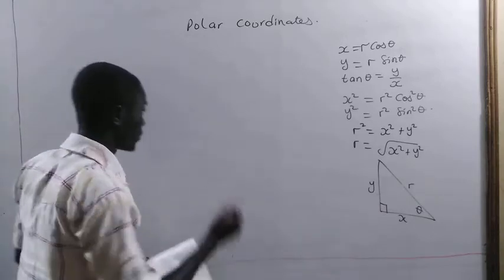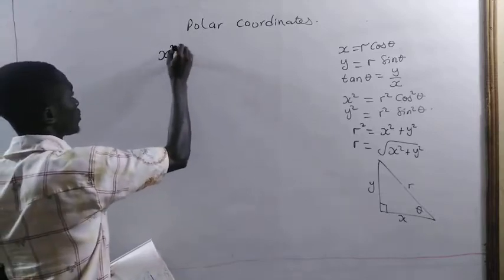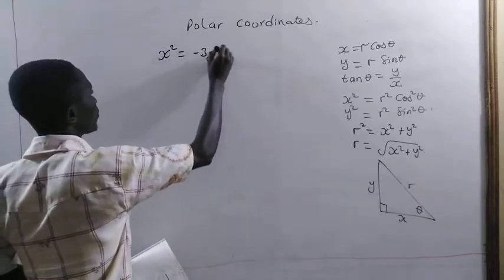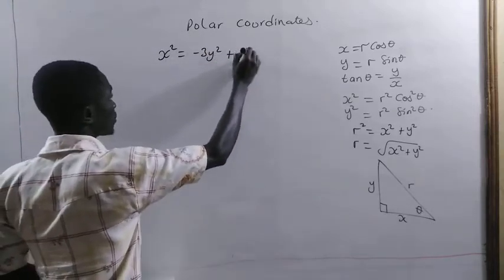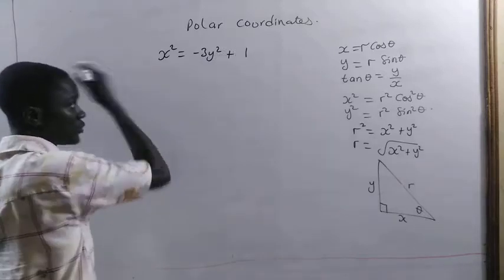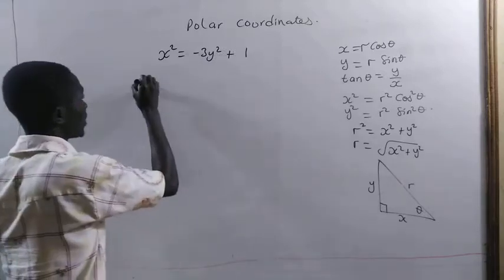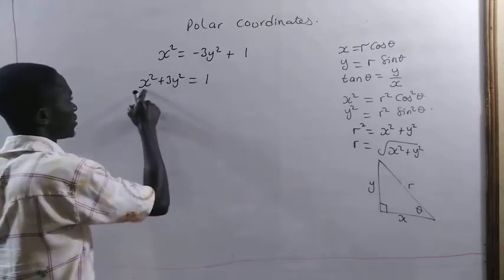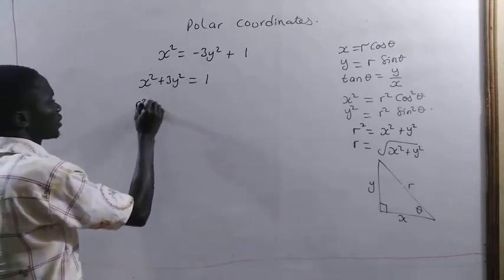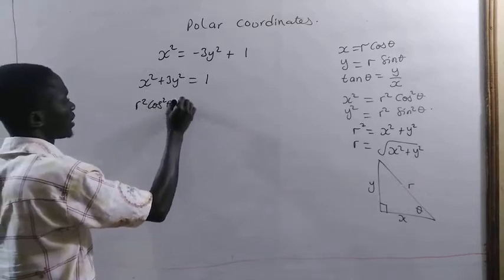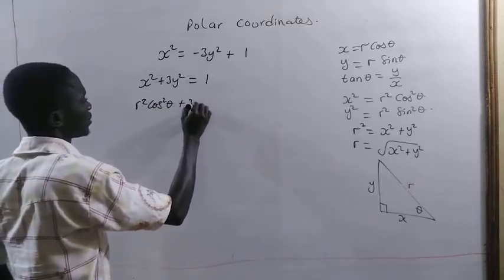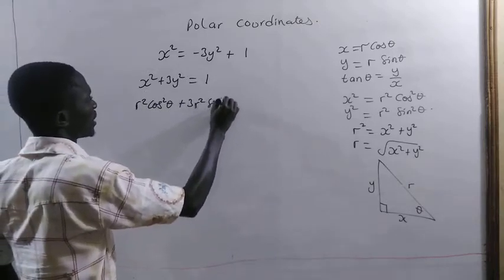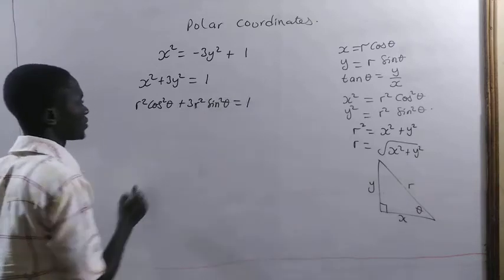Now, what about this one? We have x squared equal to minus 3y squared plus 1. So this, you can group it, or let's group. You have x squared plus 3y squared equal to 1. x squared is r squared cosine squared theta plus 3r squared sine squared theta equal to 1.